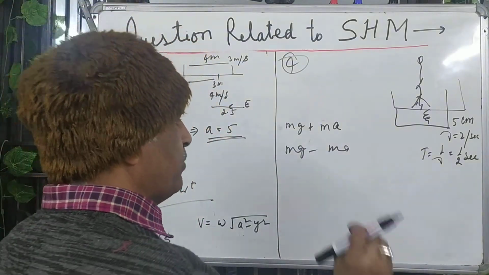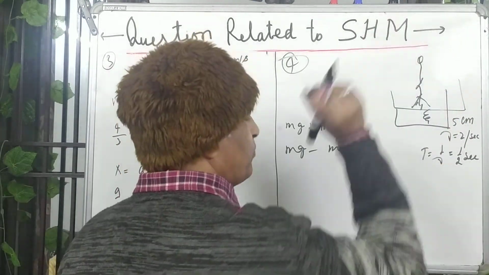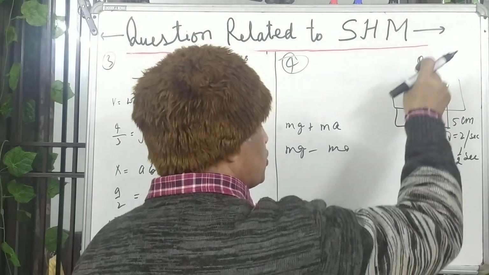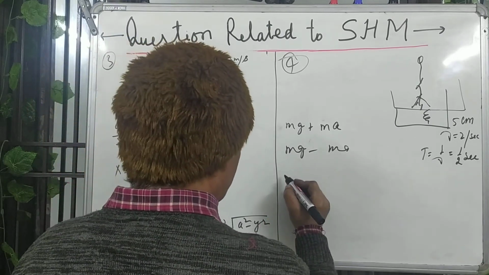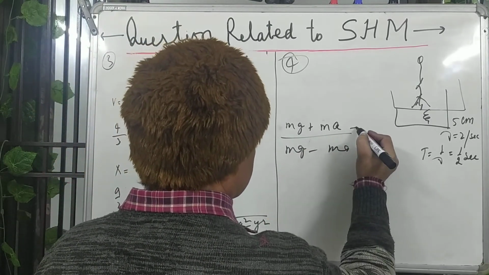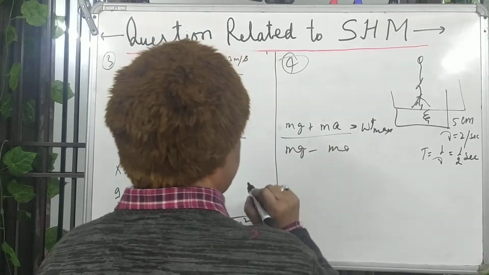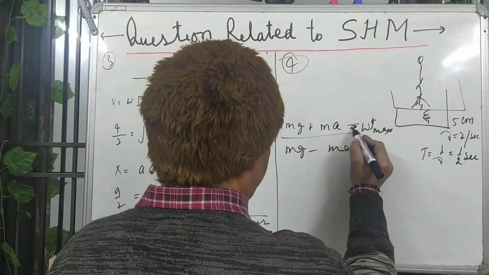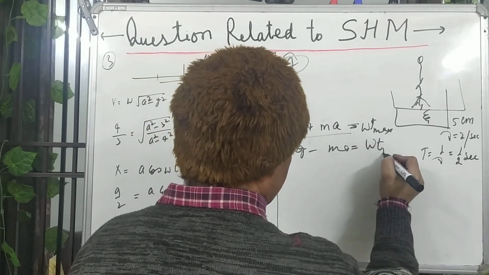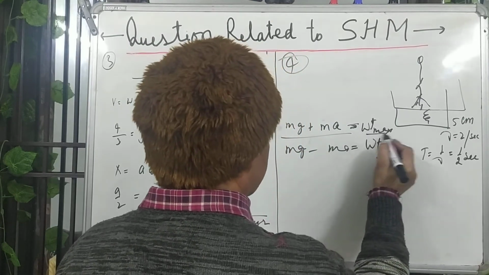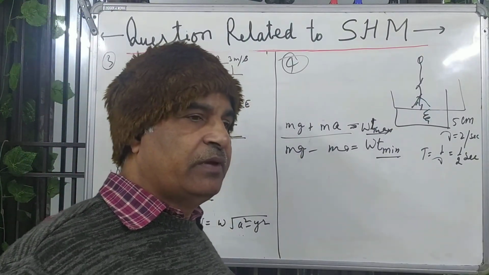Practically, I am telling you, when a spring starts oscillating, if it is coming downwards, the pseudo force will be upward. If it is coming upward, the pseudo force will be downward. So in this operation, the maximum weight of the man will be mg plus ma, and the minimum weight of the man will be mg minus ma. This is the answer. Okay.